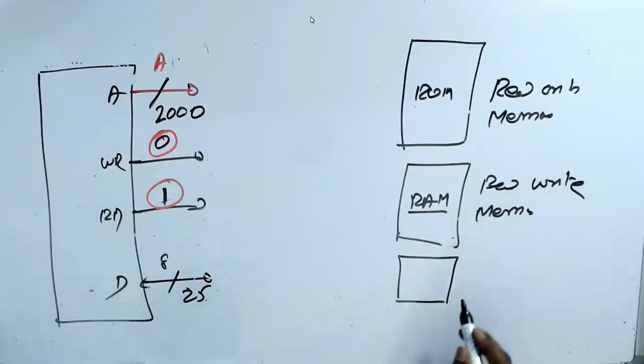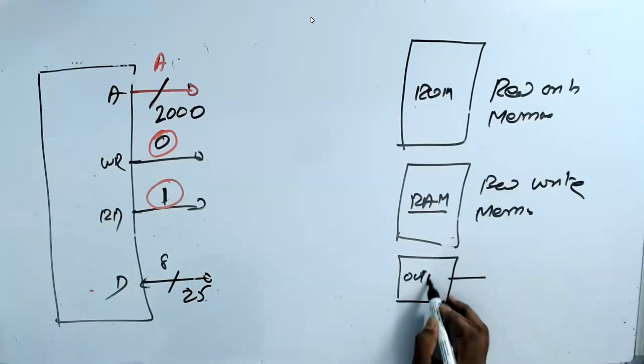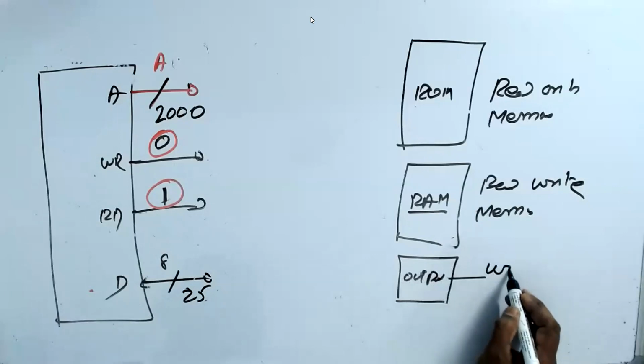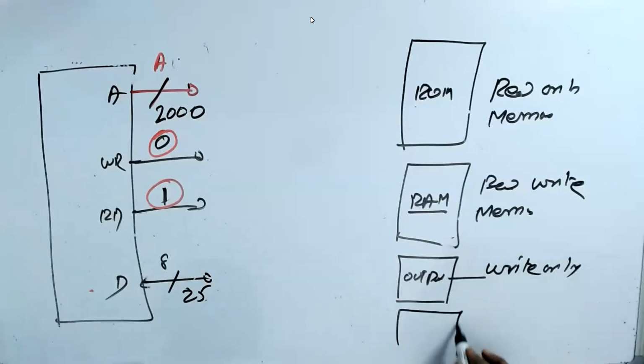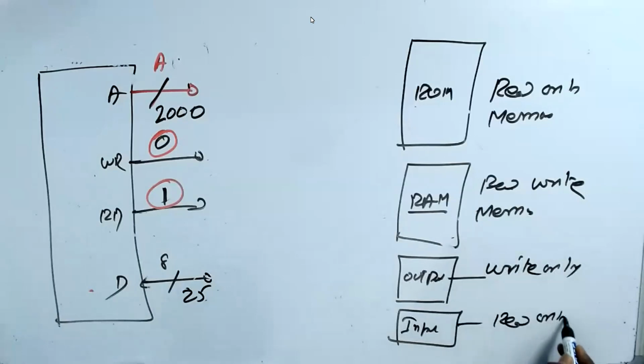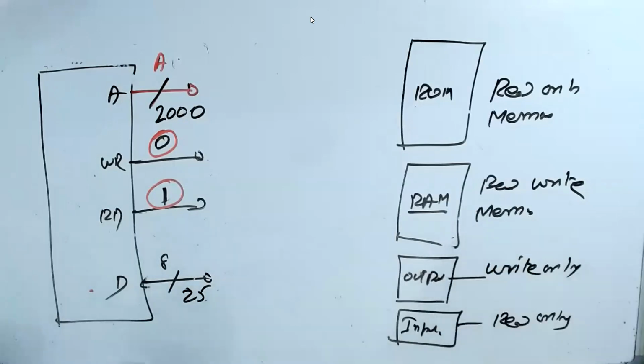The next one is write only, we call output. And we have one more thing called input, read only. These are not memories. Whatever is happening outside is coming from the interactive outside world.